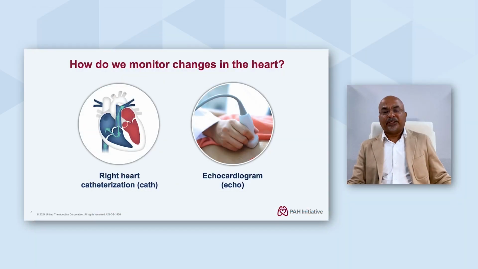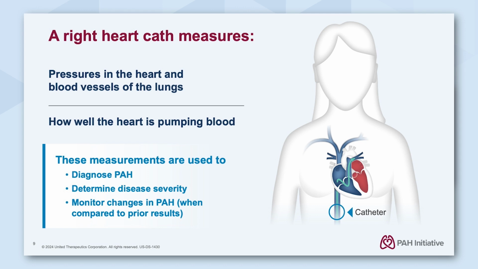How do we monitor the changes in the heart? Two important tests are right heart catheterization, a direct measurement of blood pressure in the right side of the heart, and then the echocardiogram. So, as you may recollect, when you go to the doctor's office, they slap a cuff around your arm, and this measures the pressure at which the blood is circulating through your body. The right heart catheterization measures the pressures in the heart directly, in the heart as well as the blood vessels of the lungs. It also indicates how well the heart is pumping blood.